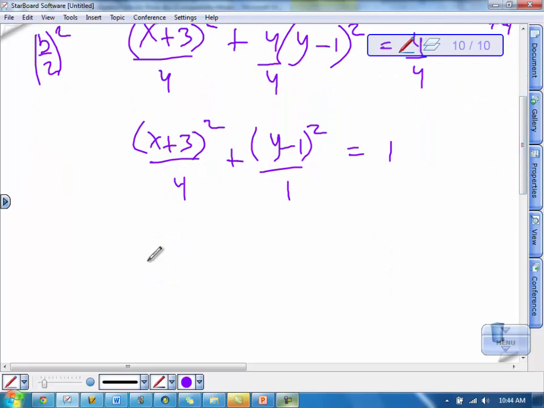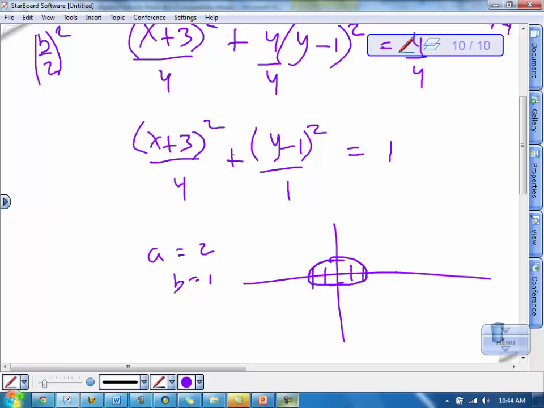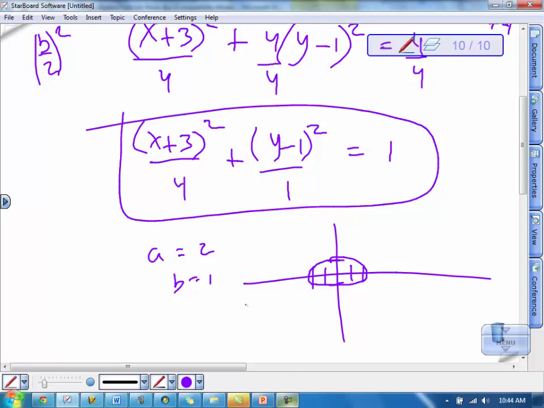It opens horizontally. A is 2, B is 1. So this is an ellipse that looks like this. A is 2, B is 1, so it's just this little guy right there. And there's my standard form for the ellipse.